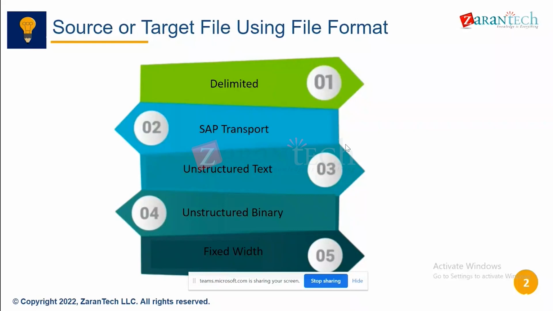Some files use a comma as the delimiter, some use a semicolon, some use tab, some use pipe, and some use single or double inverted commas between the columns. So any type of structure it will support. And that file format, we can use either as a source or as a target in BODS.